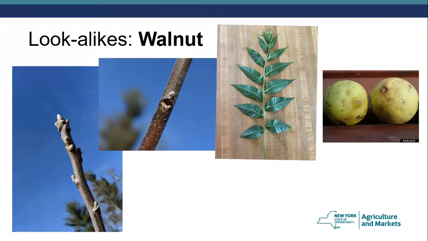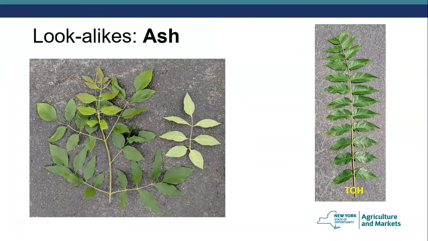Our last lookalike that I'll talk about would be an ash tree, which some people might mistake for Tree of Heaven because of its pinnate leaves, but the leaves are often much smaller or shorter than Tree of Heaven's and have fewer leaflets. You can see the comparison between this 7-leaflet ash leaf and, I don't even know how many leaflets would be on this Tree of Heaven leaf.